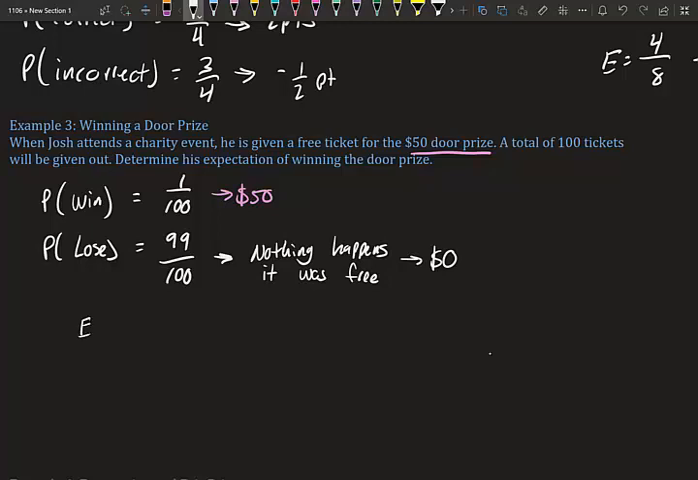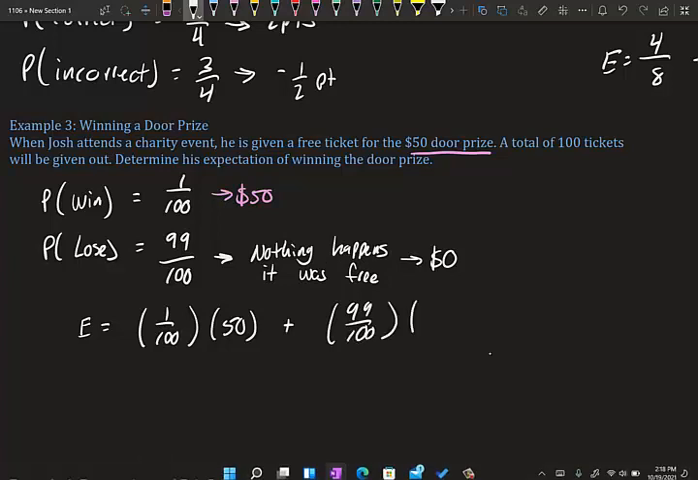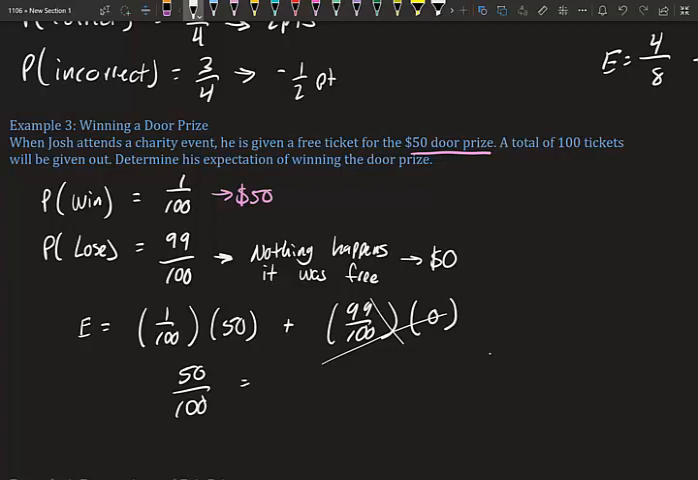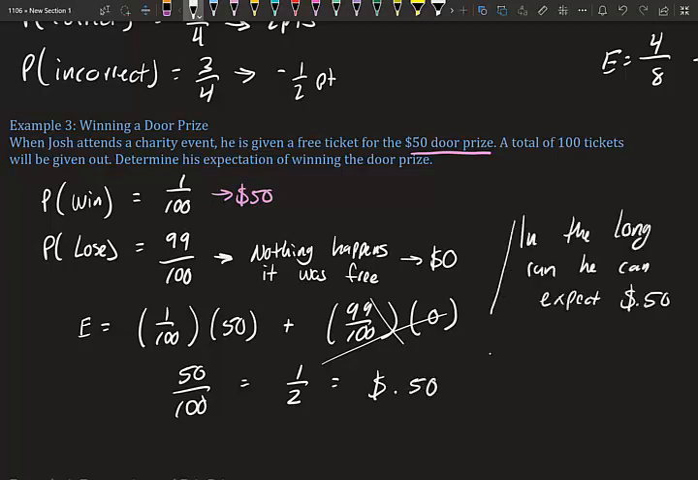So we have expectation equals 1 over 100. That's our chance of winning, and if we do win, we get $50. And then our chance of losing is 99 out of 100, and if we lose, nothing happens. So 99 over 100 times 0, that goes away. So we're left with 50 over 100, which is 1/2. 1/2 in money is 50 cents. So in the long run, he can expect 50 cents.